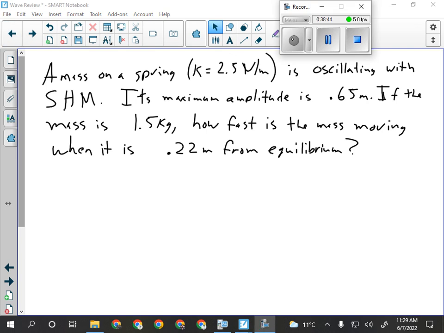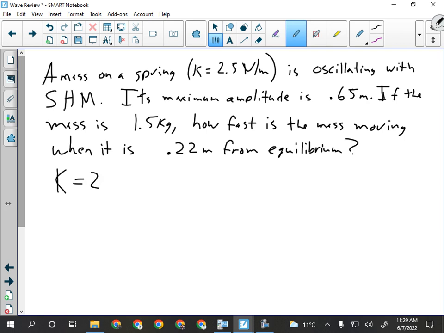All right, a mass on a spring. We know the spring constant of the spring is 2.5 newtons per meter, and it's oscillating with simple harmonic motion. Most of the time, if it's oscillating, it's not a Hooke's law question, unless it's asking what's the acceleration at this particular point in the oscillation. In this case, it's asking how fast it's going. Do we ever solve for speed with Hooke's law? No. That's how you can tell the difference between a conservation of energy problem, this one, and a Hooke's law problem. The maximum amplitude, where it would only have potential energy, is 0.65 meters.